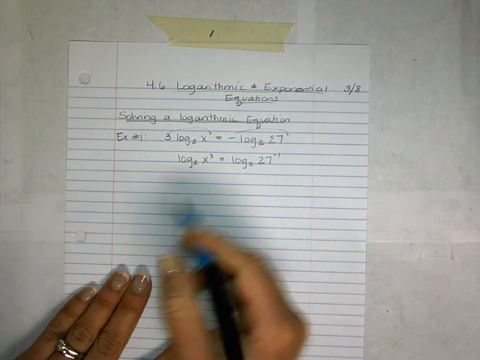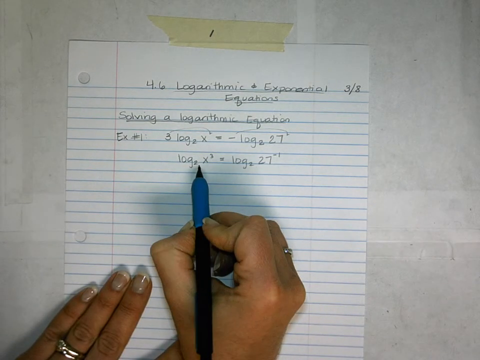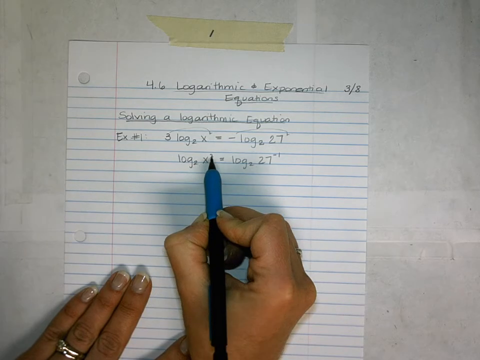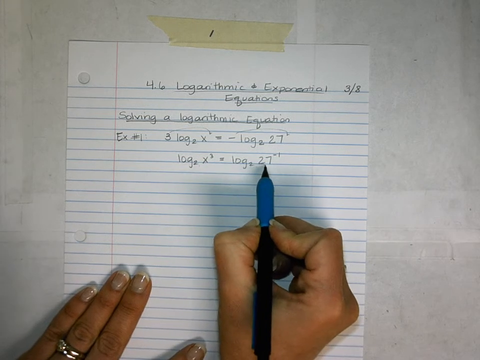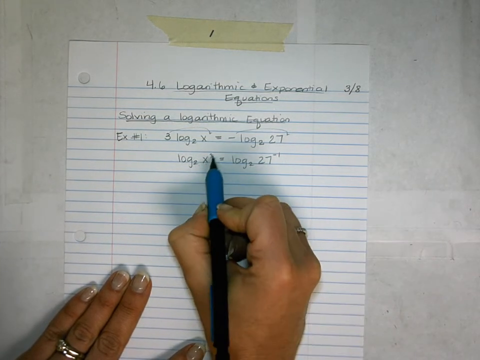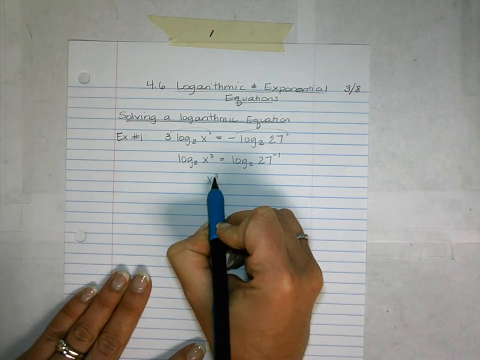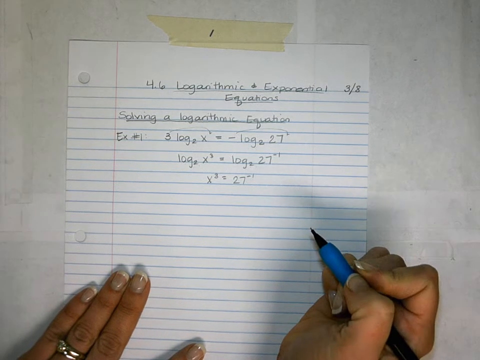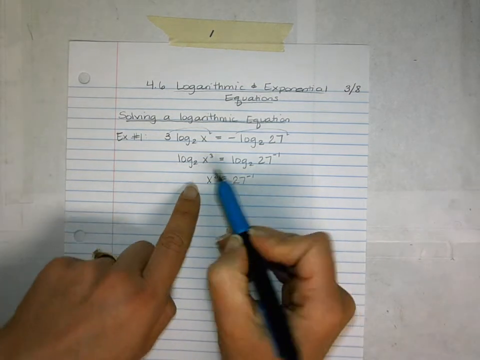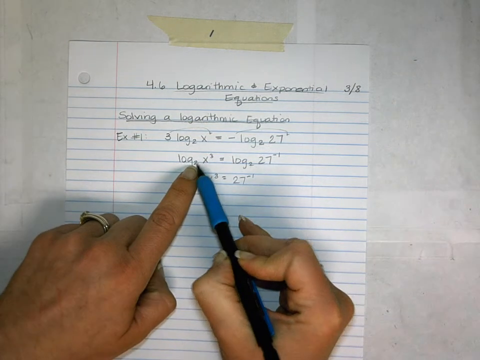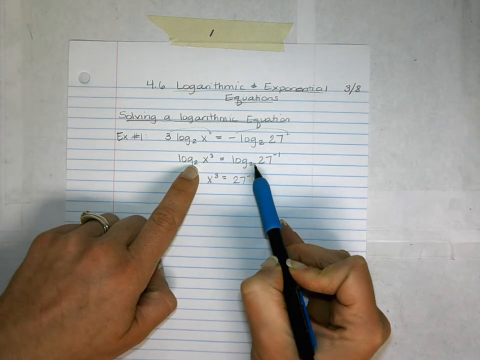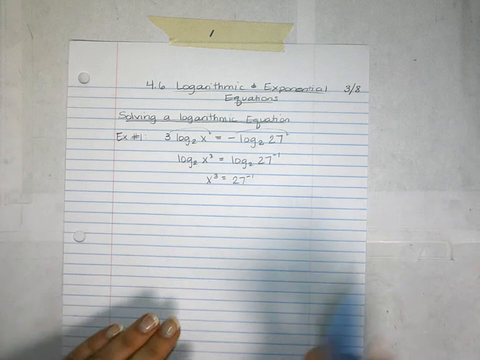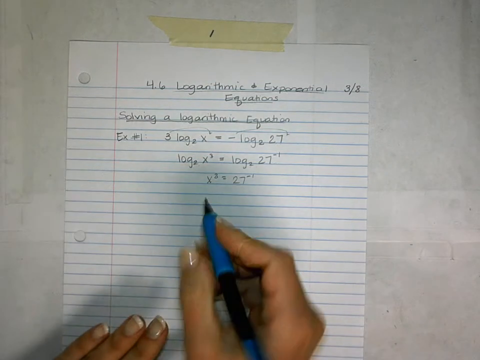Now, if the bases are the same, if we know log base 2 of x cubed is equal to log base 2 of 27 to the negative 1 power, then we know that x cubed has to equal 27 to the negative 1 power. That's using one of our properties. But you can also think of it this way. It's saying 2 to the what power gives you x cubed, and this is saying 2 to the what power gives you this. Therefore, they have to be equal to each other.